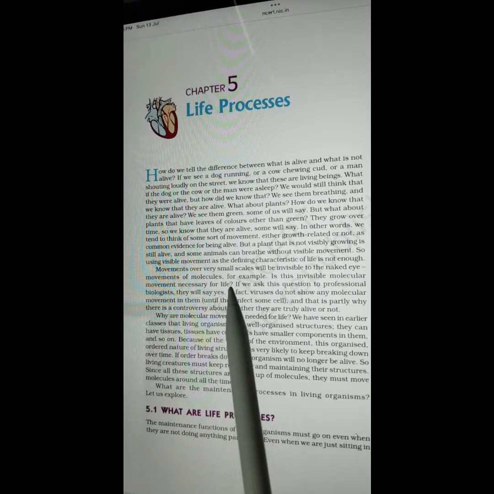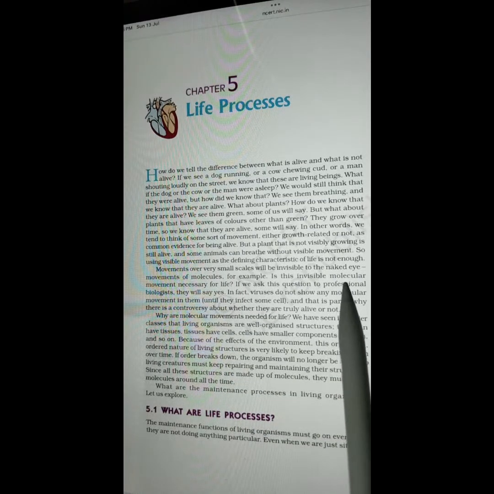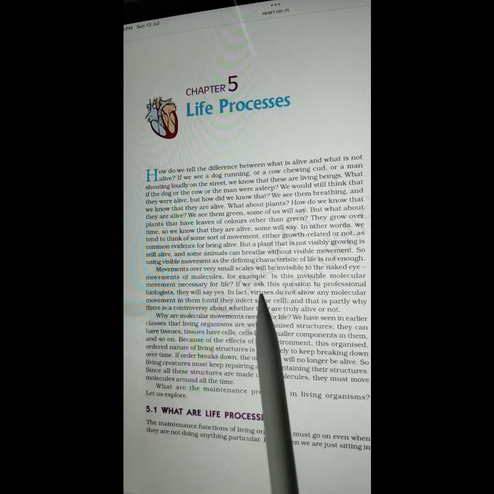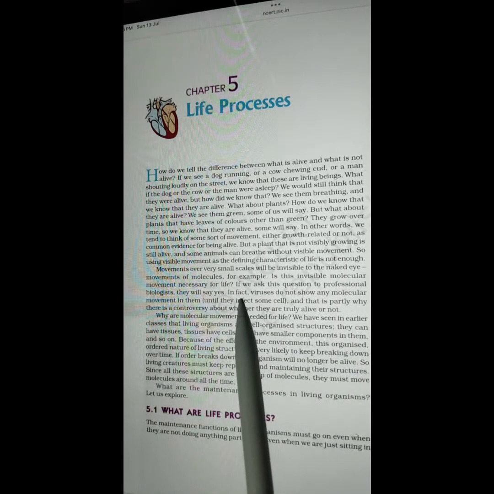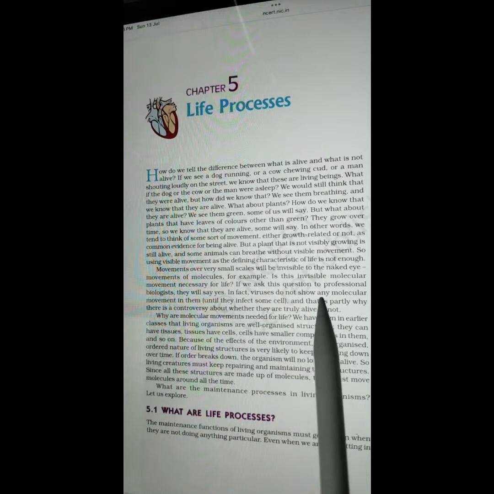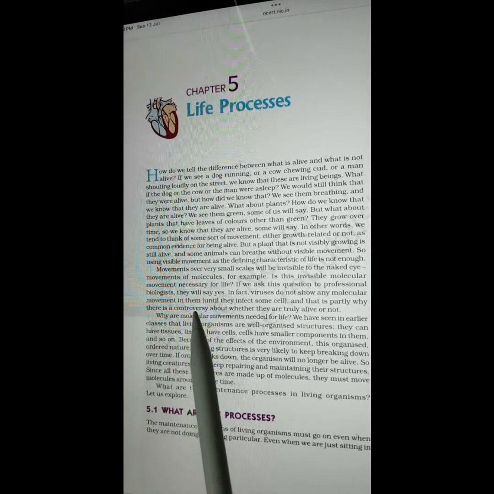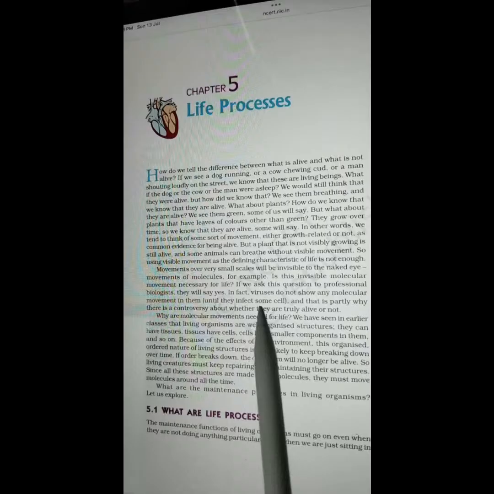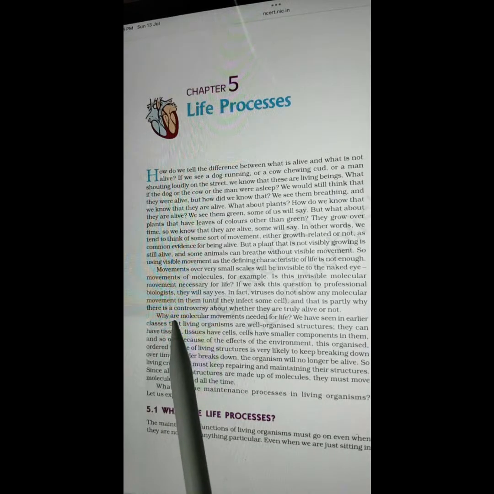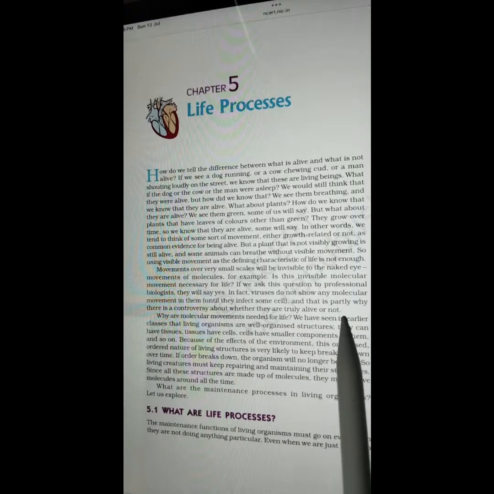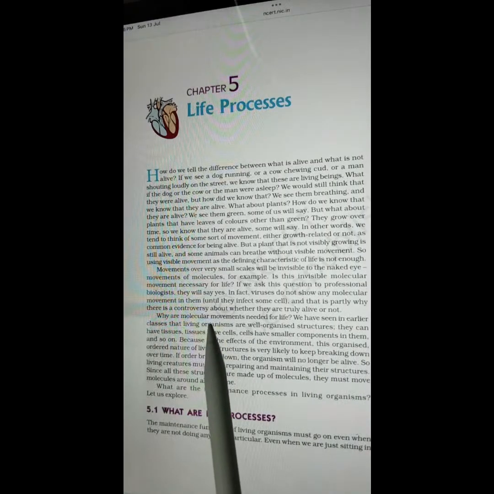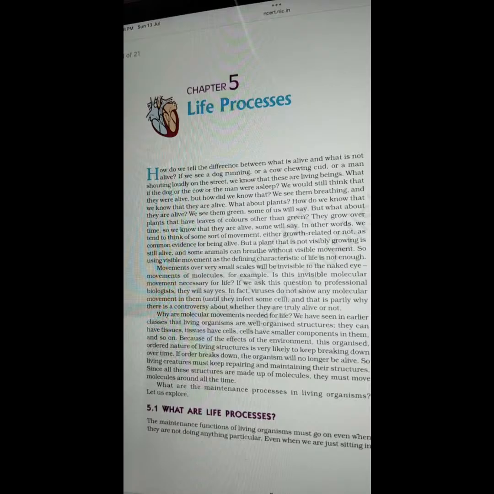Movements over very small scales will be invisible to the naked eye, movements of molecules. For example, is this invisible molecular movement necessary for life? If we ask this question to professional biologists, they will say yes. In fact, viruses do not show any molecular movement in them until they infect some cell. And that is partly why there is a controversy about whether they are truly alive or not.